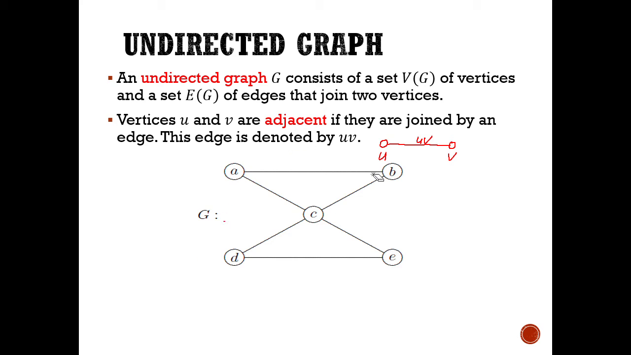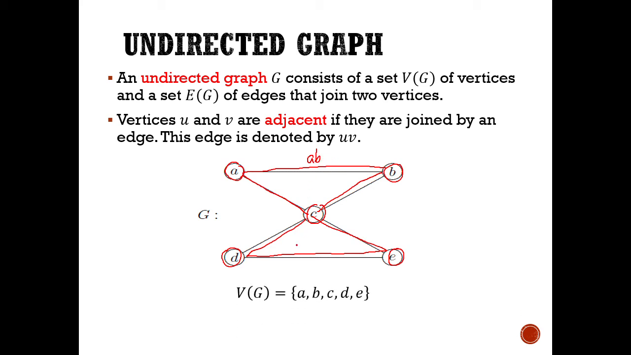Let's take a look at this example and let's call this graph G. For our graph G, notice that we have 5 vertices, 1, 2, 3, 4, 5, and we have 1, 2, 3, 4, 5, 6 edges. So in particular, this edge is AB or BA. So this one is our vertex set and this one is our edge set.